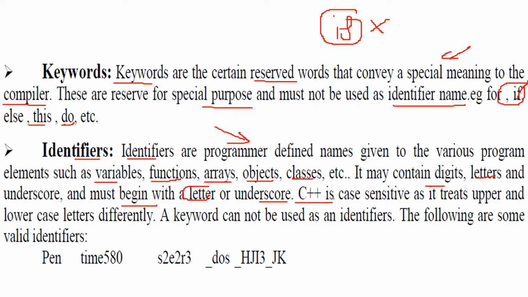C++ is case sensitive. That means if you write uppercase, it will be very different from the lowercase. So a keyword cannot be used as an identifier as we just indicated. So there are certain valid identifiers which I can discuss, which is this PEN time 580. All these are valid because it is starting from the underscore. They are using alphanumeric, but they are not starting from a number. They should not start from a number. This is the only rule which needs to be understood.